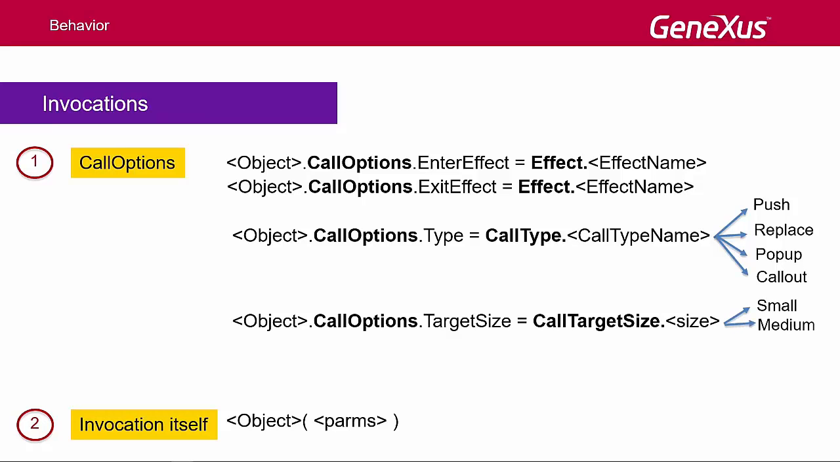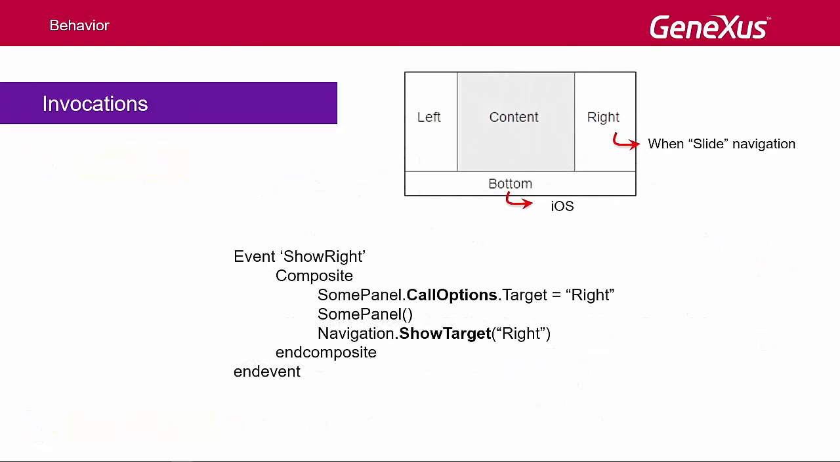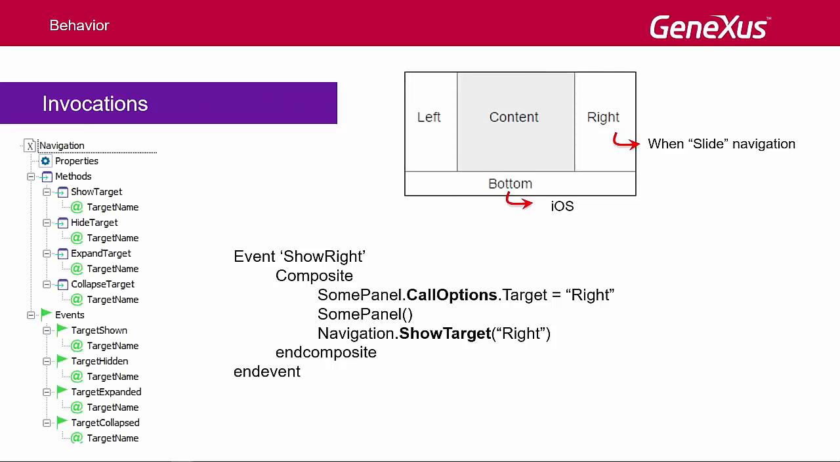We can indicate the size of the screen where the called object will be opened, and the region, target, that the called object will take. This is why before invoking the object, we need to define the desired call options, which can be one or more. Remember that the right regions are available for slide navigation and bottom in iOS, as we saw when we studied the application's navigation style. The navigation external object that we mentioned at that time allows developers to dynamically show or hide contents in the desired region.